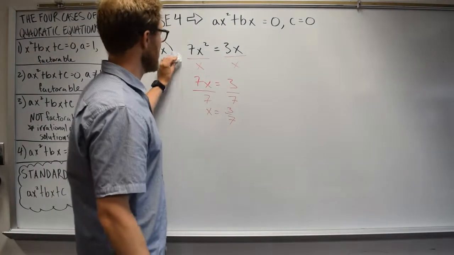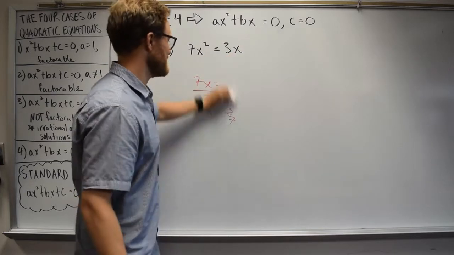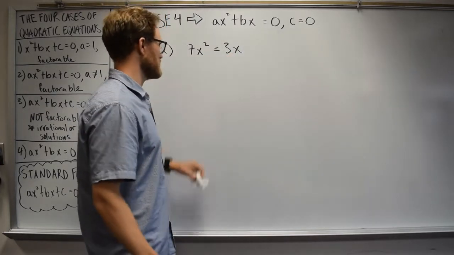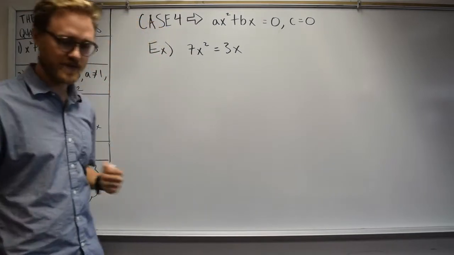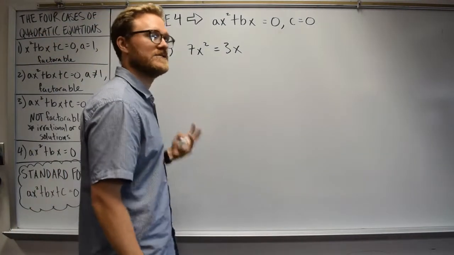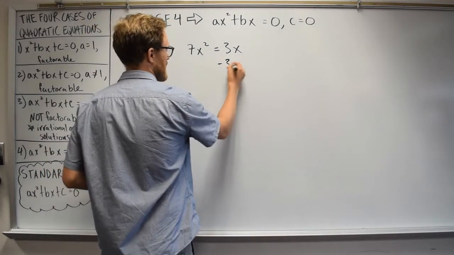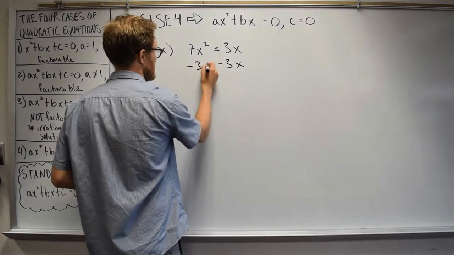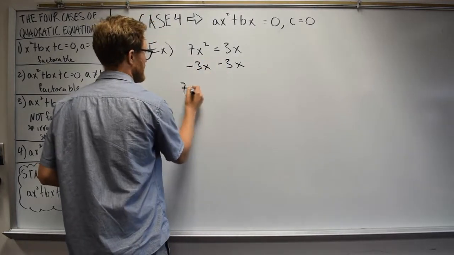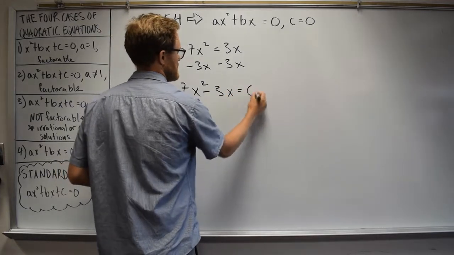So we want to get in the habit of always trying to put it into standard form and then factoring. If you do that, you won't lose solutions, and it will also be more important for when we get to polynomials and higher degree equations. So the first thing that I'm going to do is subtract 3x from both sides. So I get 7x squared minus 3x equals 0.